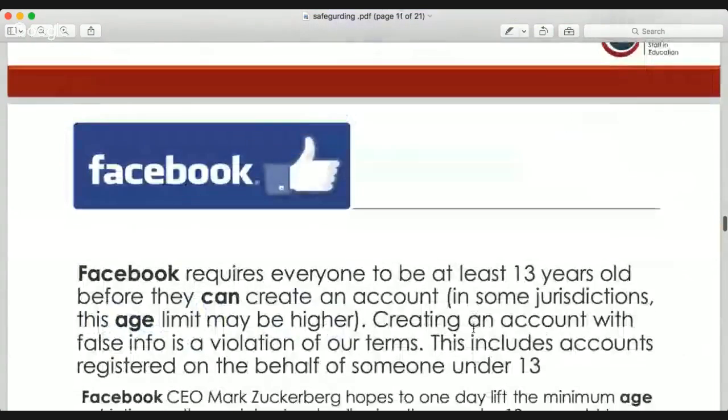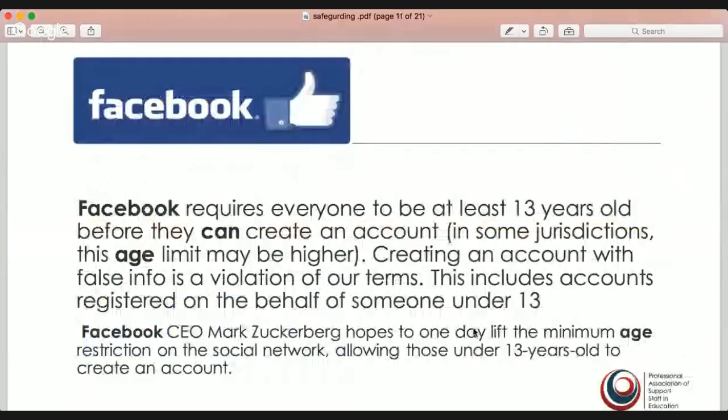This is the age of young people that should be on Facebook, but we all know that this is not always the case. This has come directly from Facebook's website. They require that everyone be at least 13 years old before they create an account. Creating an account with false information is a violation of their terms. This includes accounts registered on behalf of someone under 13. However, we all know that this is not regulated very well. And we all know that there are lots of people on there who are not who they say they are, who are not over 13 or not even children sometimes, but pretending to be children. So we have to be vigilant.